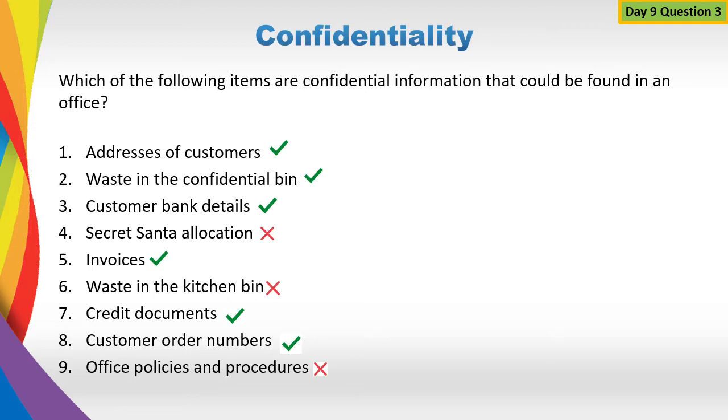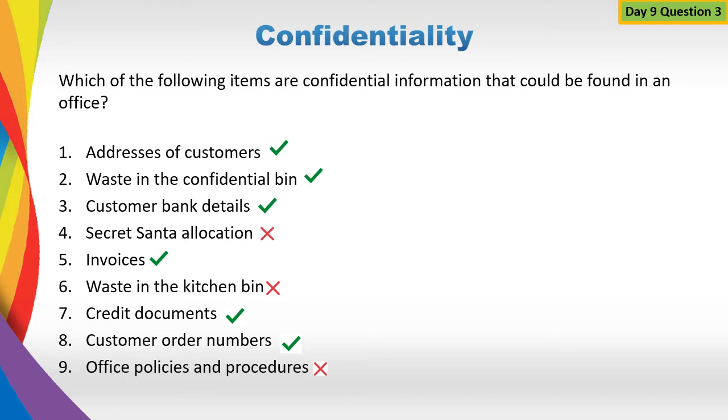So let's have a look back at these now. So addresses of customers, waste in a confidential bin, customer bank details, invoices, credit documents, order numbers, all of those are confidential information. So let's look at the ones that aren't confidential. So number 4, secret Santa allocation. Although this can be a secret, it is not official confidential information. You won't want other people to find out who your secret Santa is, perhaps, who you've been allocated, but it is not under your confidentiality policy.